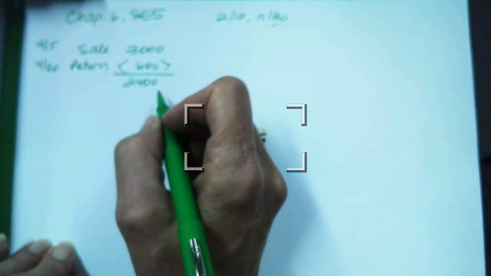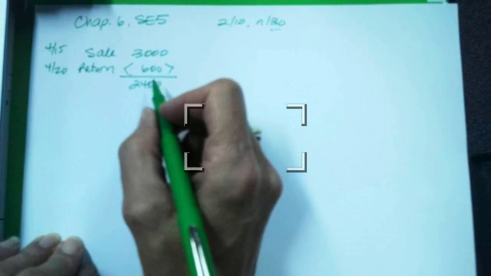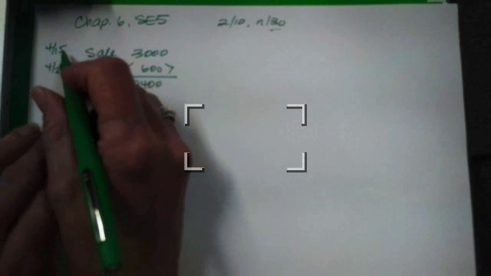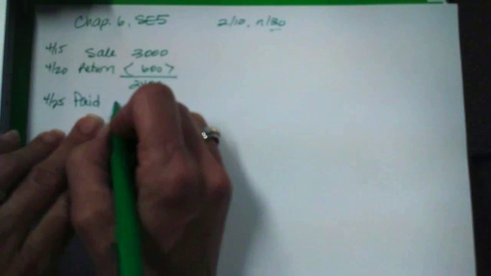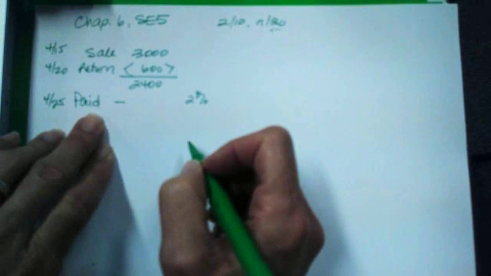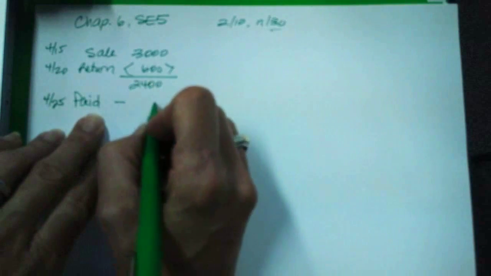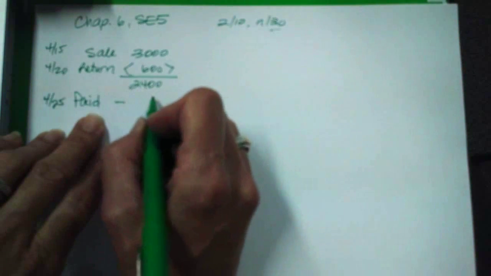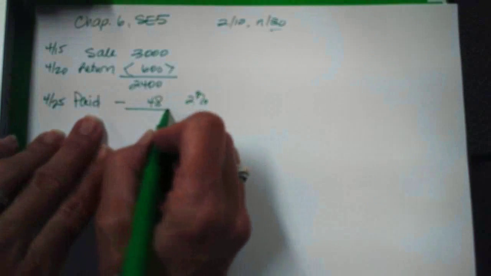Then it says, assume they pay their bill in full on April 25th. What is the amount we will collect? Okay, well, April 25th meets the 10-day deadline to get the credit. So if they paid on April 25th, we would subtract 2% from the total amount they owe. Okay, so that would be 0.02 times 2,400, that'd be $48.